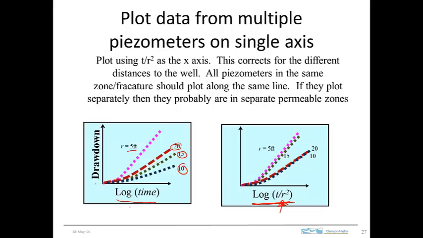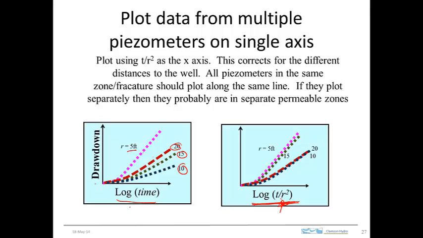And so some of this difference in the plot is a result of being in a different zone, but some of it is a result of being at a different radial distance. You know, when the piezometer is at a further radial distance, the drawdown will be less. That's what you would expect to happen. And so to sort out this difference, we plot it like this.